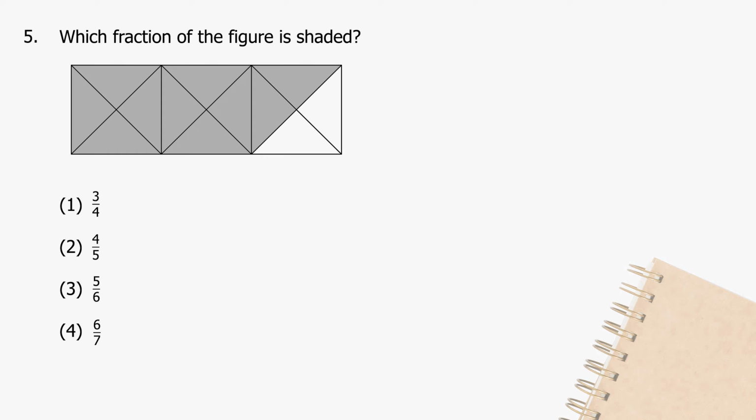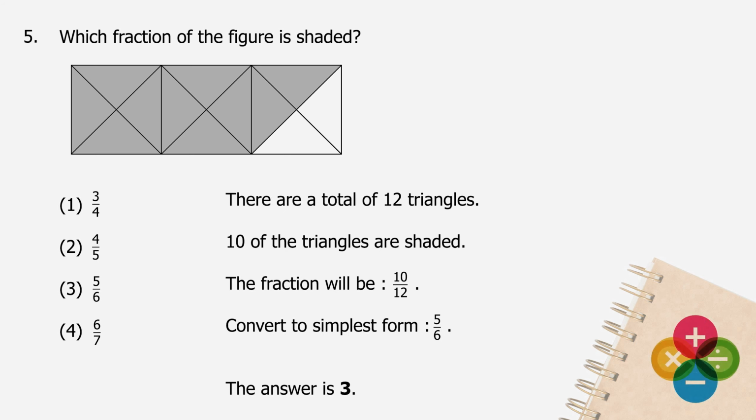Question 5. Which fraction of the figure is shaded? There are a total of 12 triangles. 10 of the triangles are shaded. The shaded fraction will be 10 over 12. Convert 10 over 12 to simplest form will be 5/6. The answer is 3.